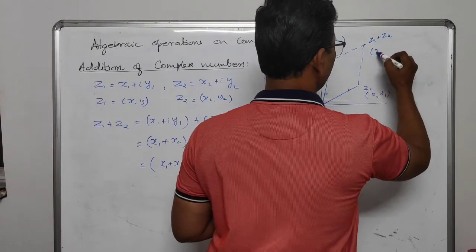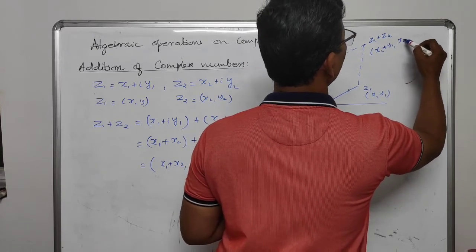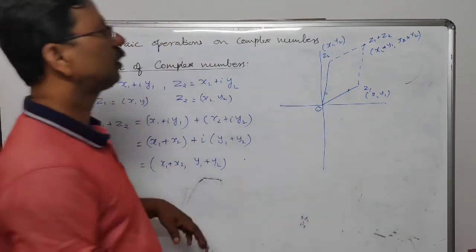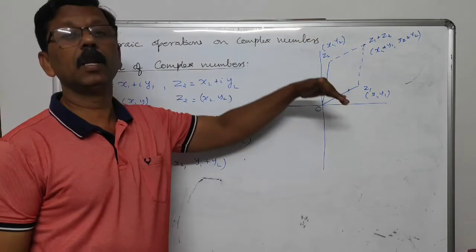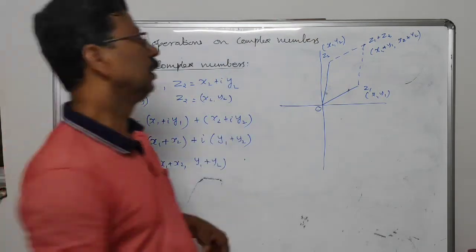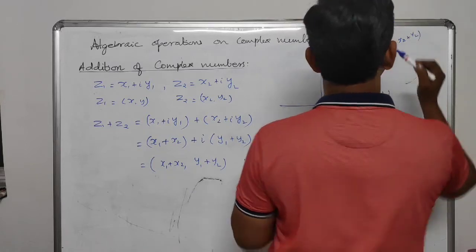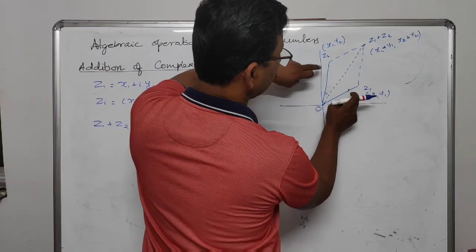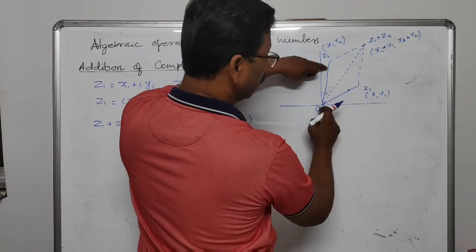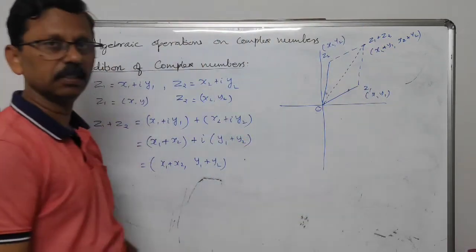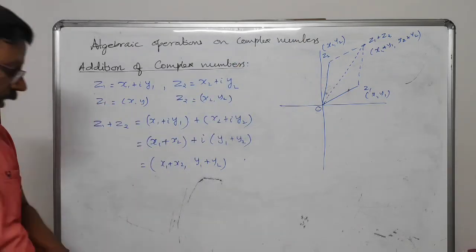Now you can take the coordinates x1 plus x2 comma y1 plus y2. Now this is nothing but the sum of these two complex numbers. Here we are using the parallelogram law of addition. That is, if you consider this diagonal from the origin, this is nothing but z1 plus z2. Now this is the meaning of the sum of two complex numbers. Next we will see subtraction.